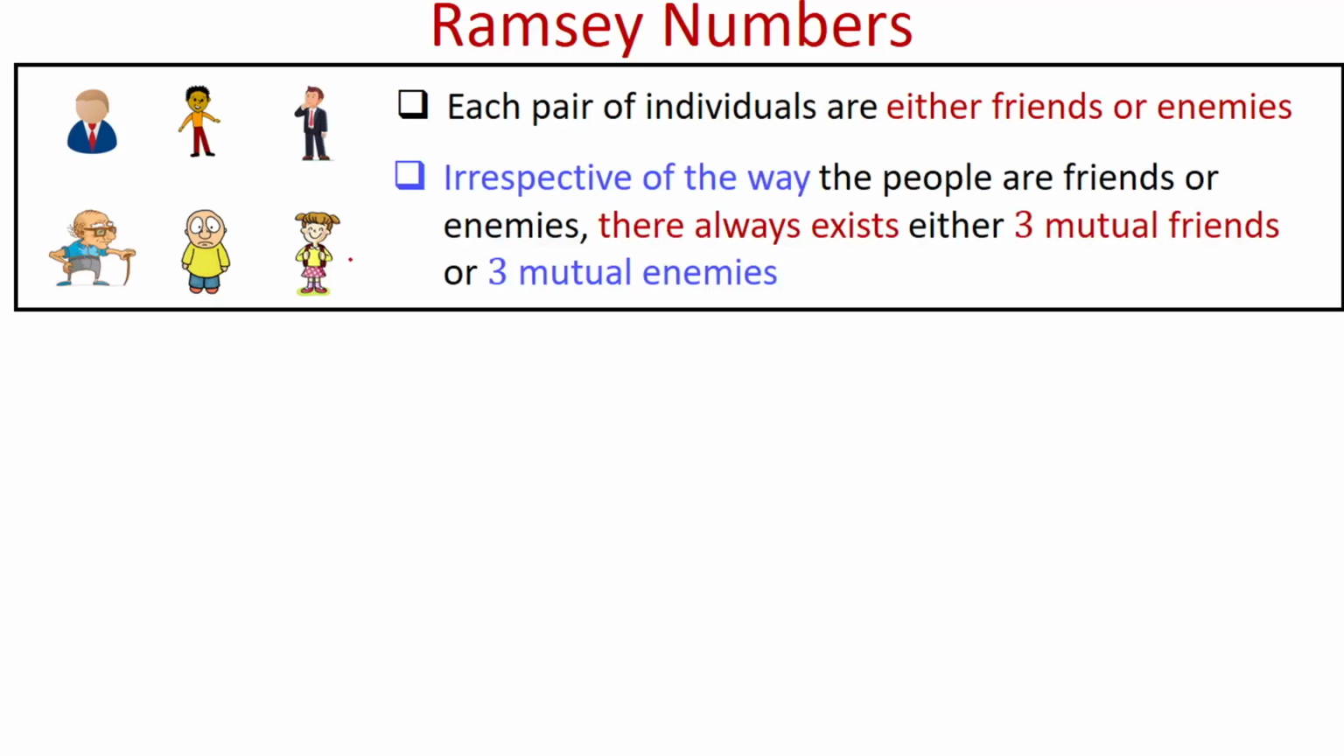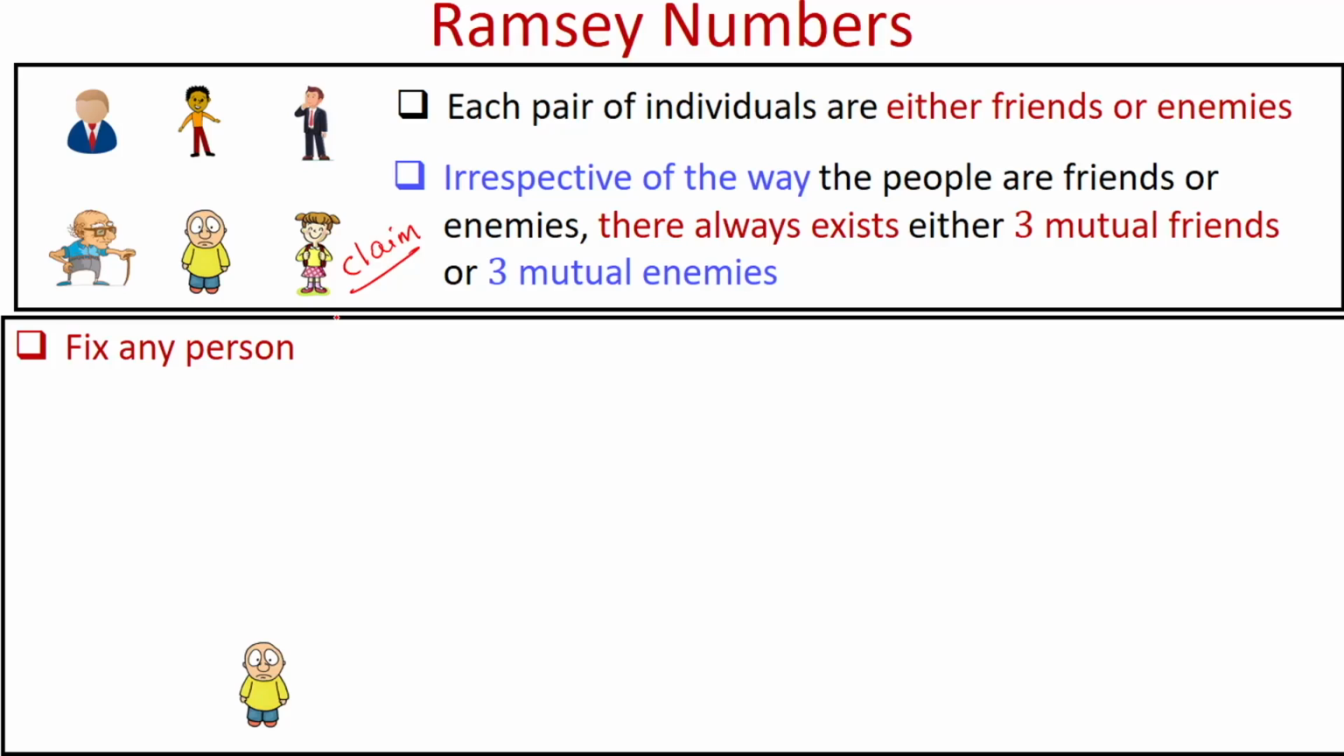Then our claim is the following. Irrespective of the way the people are mutually friends or enemies, there always exist either 3 mutual friends in the party or 3 mutual enemies. One of these two will definitely be the case. How are we going to prove this? We are going to prove it by applying the pigeonhole principle and various other proof mechanisms. Remember, the claim is irrespective of the way those 6 people are friends or enemies with each other. It might be the case that all of them are mutually friends. Then automatically the claim is true. It might be the case that none of them are friends with each other. Then again the claim is true. The claim is that if you have 6 people, one of these two cases will always hold.